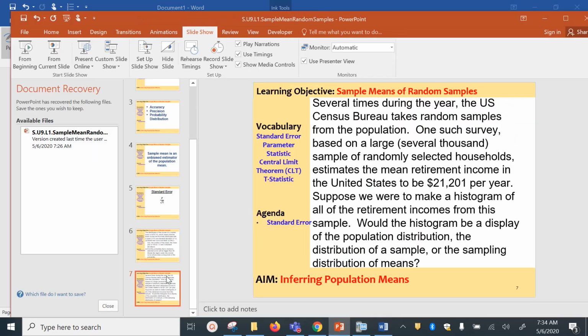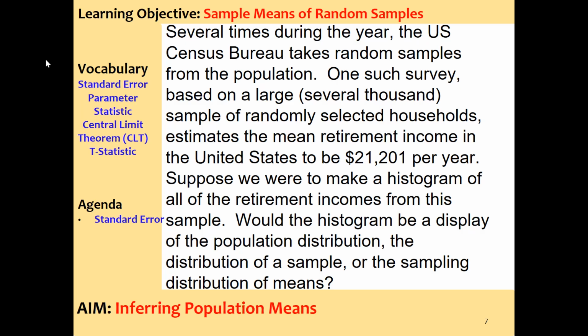All right, next one. Several times during the year, the U.S. Census Bureau takes random samples from the population. One such survey, based on a large sample of randomly selected households, right? So we know that this is a sample. Estimates the mean of retirement income in the United States to be $21,201 per year.